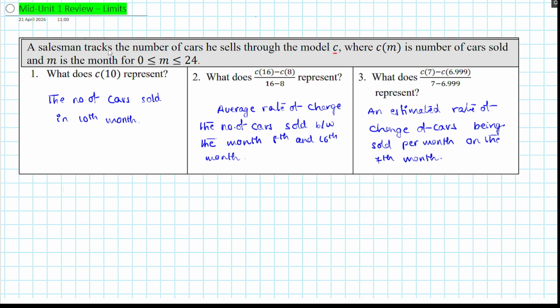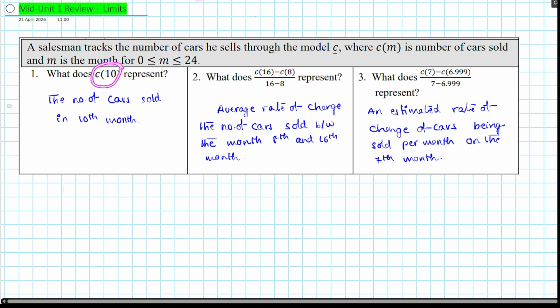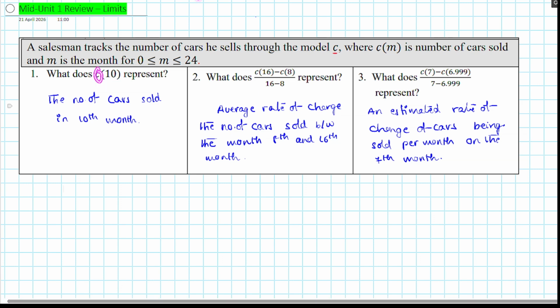Here a salesman tracks the number of cars he sells through the model C. Here C of M is the number of cars sold and M is the month, for the months between 0 and 24 months. Now let's see what C of 10 represents. C is the number of cars sold and 10 represents the month. That means this represents the number of cars sold in the 10th month, right?